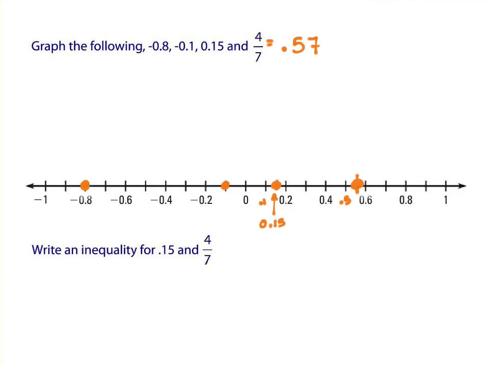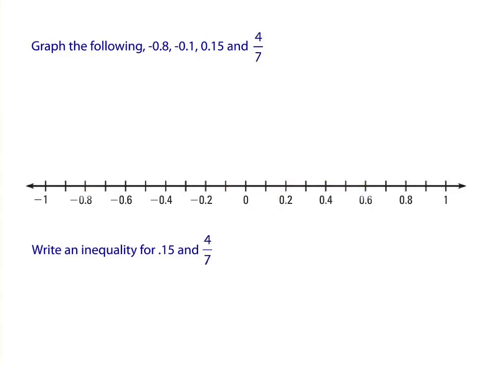So that's going to be 4/7. Now we're asked to write an inequality. Which one's bigger, 0.15 or 4/7? Looking at the graph that we have now, we see that 0.47 is to the right of 0.15, so that means that 0.15 is going to be less than 4/7, just like that.